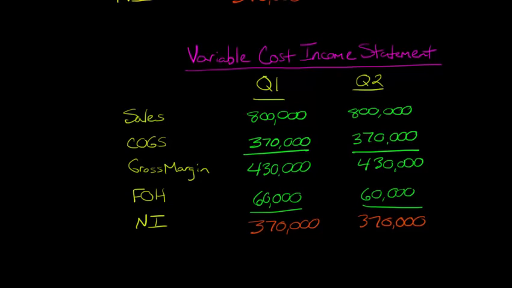So we're not distorting and saying, hey, quarter two is better than quarter one when really nothing changed. We sold the same number of units and had the same cost structure in each quarter, so we have the same profitability in each quarter.